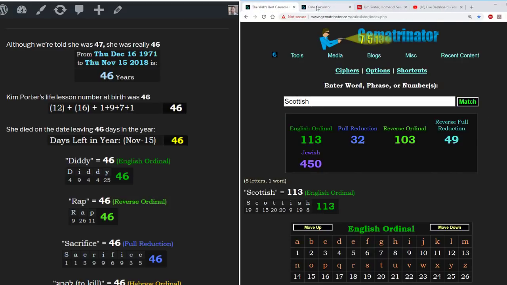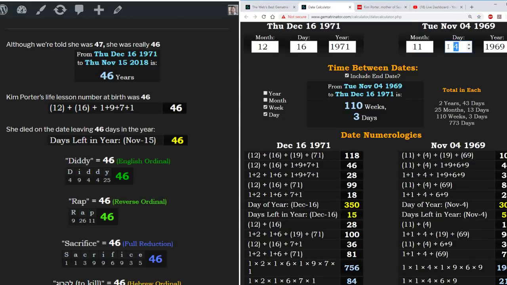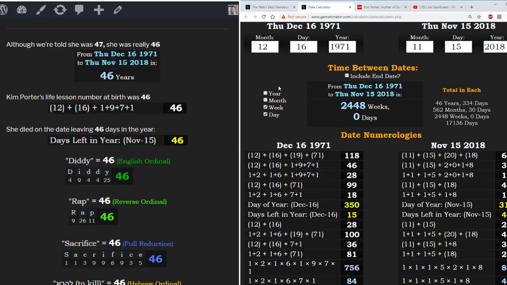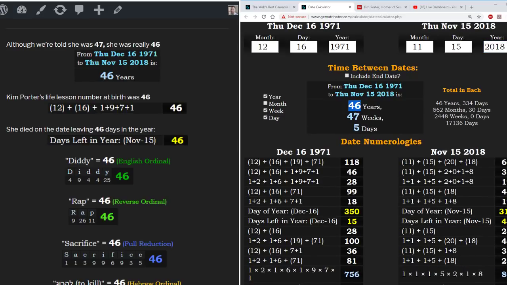So based on the birthday that we found, December 16th, 71, to today's date, we find that she's actually 46 years old, not 47 like they're reporting. Granted, she is 47 weeks after her birthday, but never mind that. We're going to talk about the number 46. Check out how her birth date, 12 plus 16 plus 1 plus 9 plus 7 plus 1, this is called the life lesson number. Her date of birth has a life lesson number of 46. Today, the date she died, November 15th, leaves 46 days on the calendar.